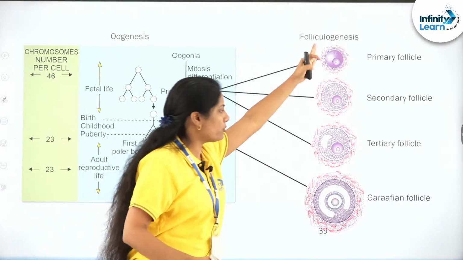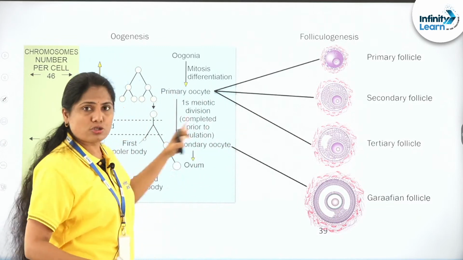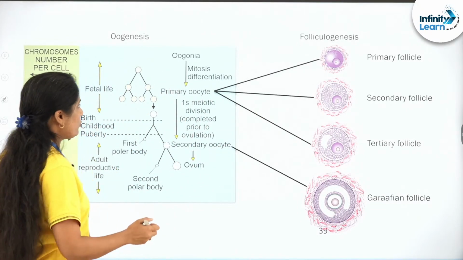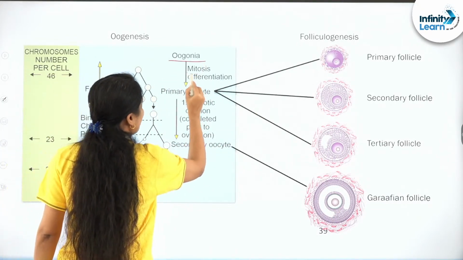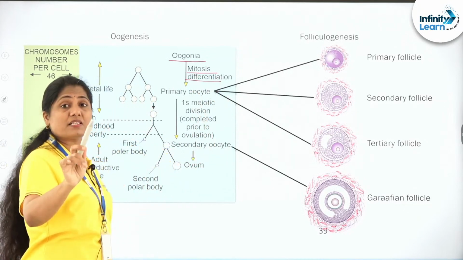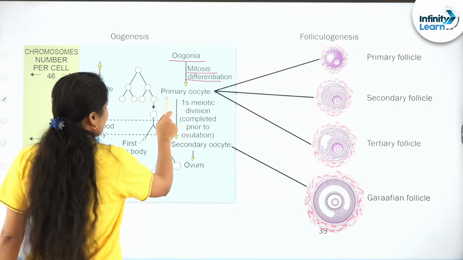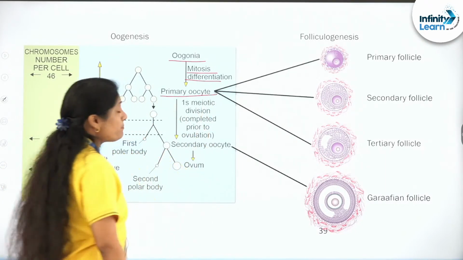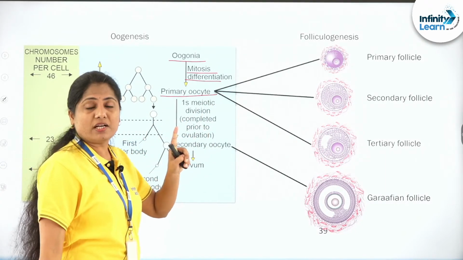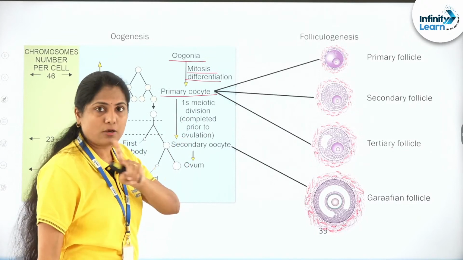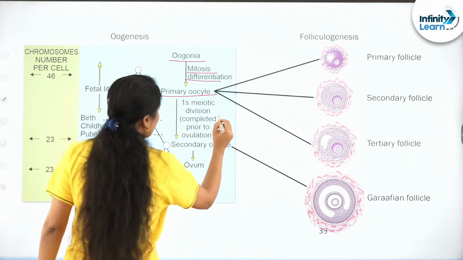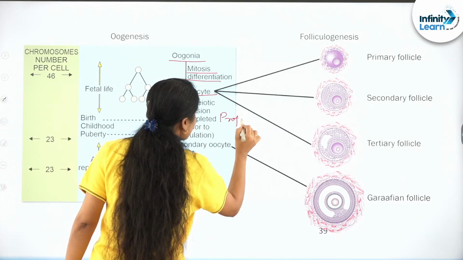I have tried to put the diagram also together so you understand what is happening with oogonia. They are undergoing mitotic divisions. Remember, this is happening even before the female baby is born. And it forms the primary oocyte, which also starts the meiotic division. But is it complete? No, it's arrested at prophase 1.